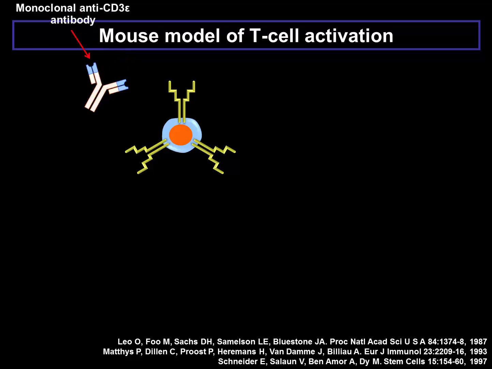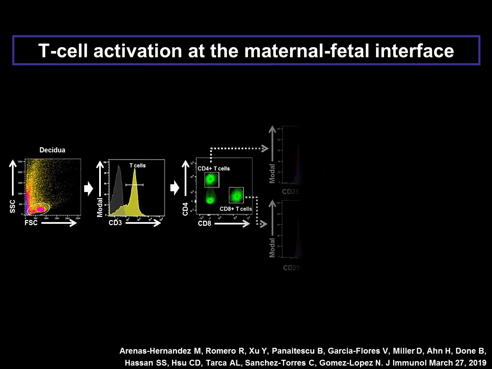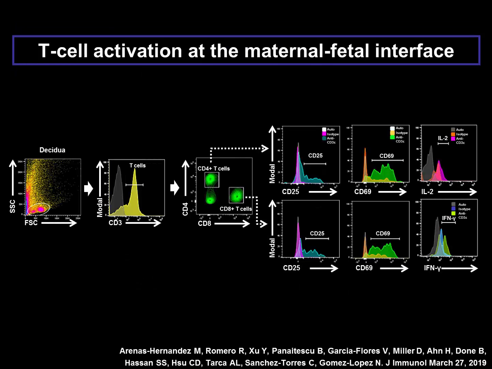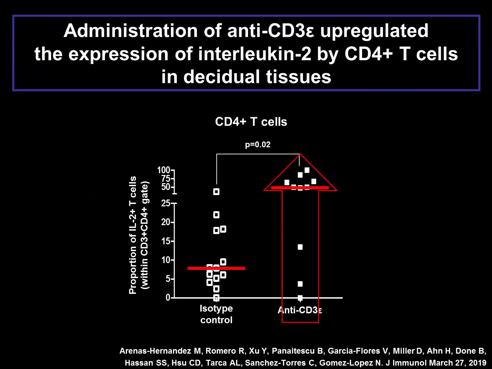To answer this, we induced T cell activation and found that the injection of anti-CD3 induces preterm labor and birth. T cell activation at the maternal-fetal interface was confirmed by the upregulation of markers such as CD69 and the release of IL-2 by decidual T cells.